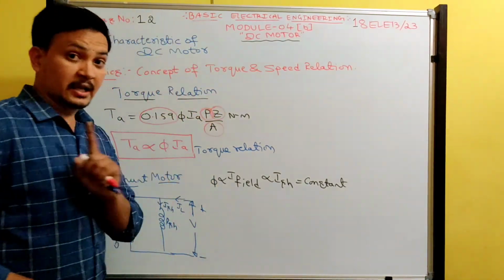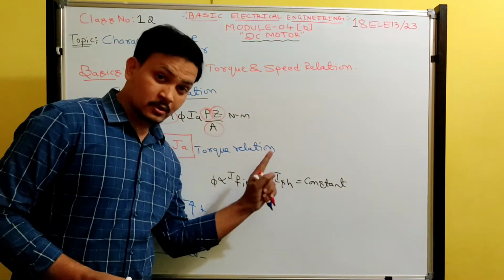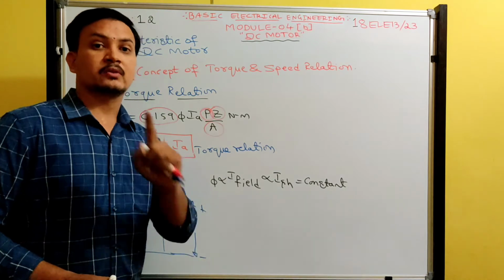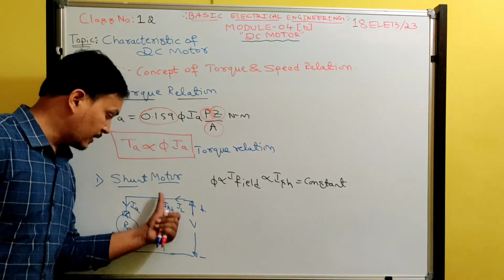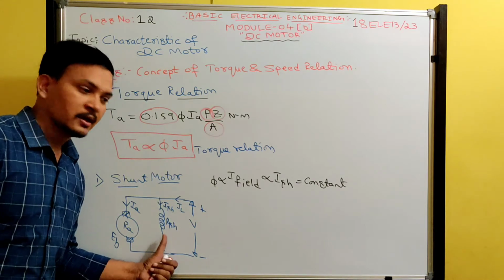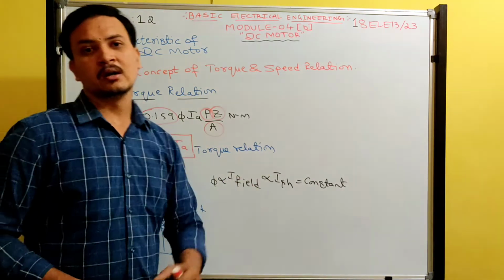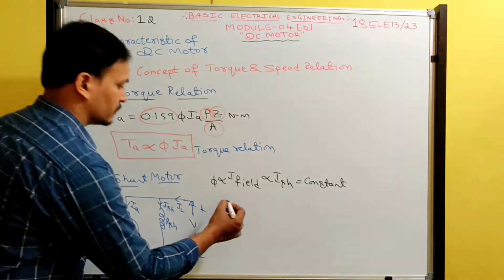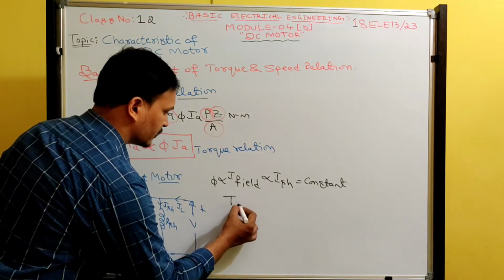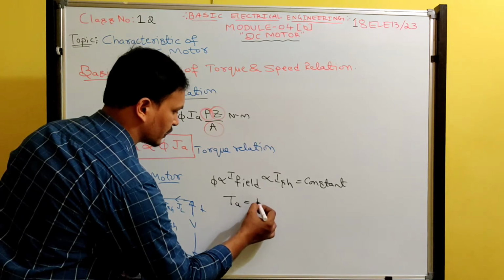So remember, flux is constant in a shunt motor with one assumption: if the supply voltage is constant and the shunt field resistance is fixed, then a constant current flows through the shunt field winding. So therefore, what will happen? Torque relation for shunt motor.